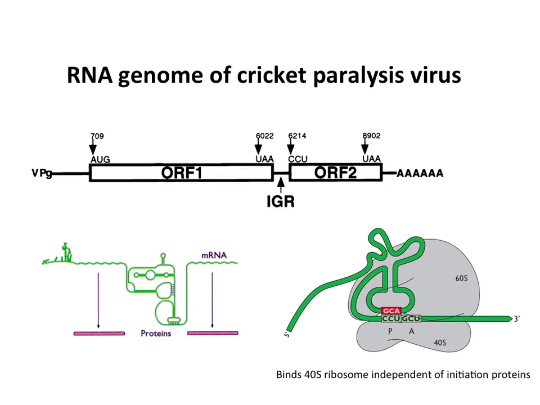Now this is an expansion on this interesting poliovirus of cricket paralysis virus. It is an RNA virus much like polio. It's a positive strand RNA, has a VPG at the 5' end, it's polyadenylated. But if you remember, polio RNA encoded one long protein. This virus has its open reading frame broken into two pieces with an iris in between.